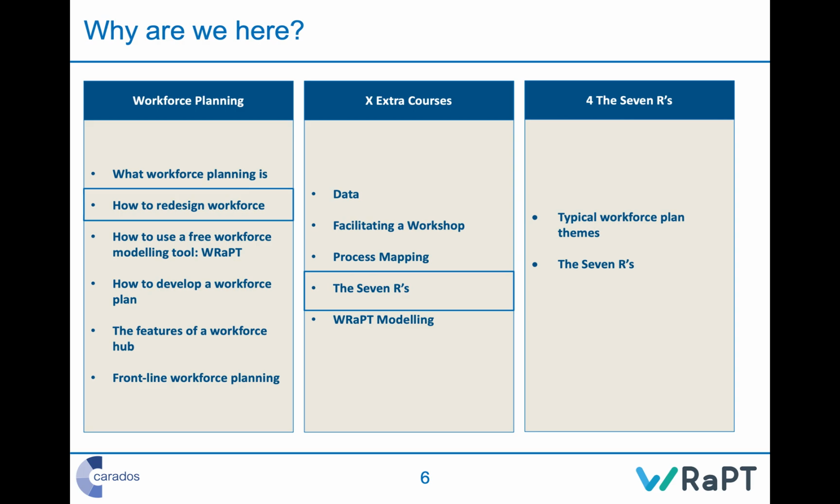And these extra courses are really there because if we put them within the main steps, it would make those courses very long. These are little pull-out areas that you can consider. And the one we're going to consider here is the 7 R's. And we're going to look at 2 things, really. One is typical workforce plan themes, and then we're going to go into each and every one of the 7 R's and strap in.